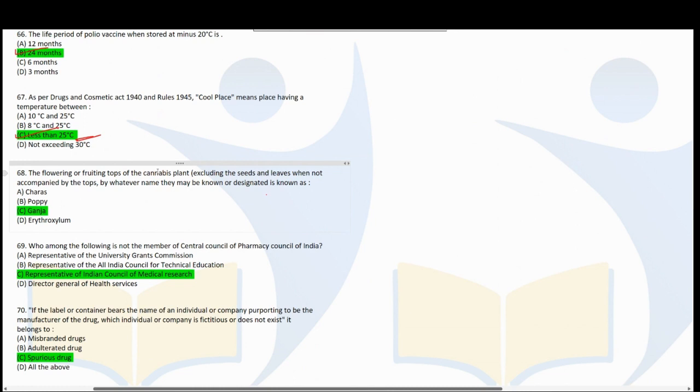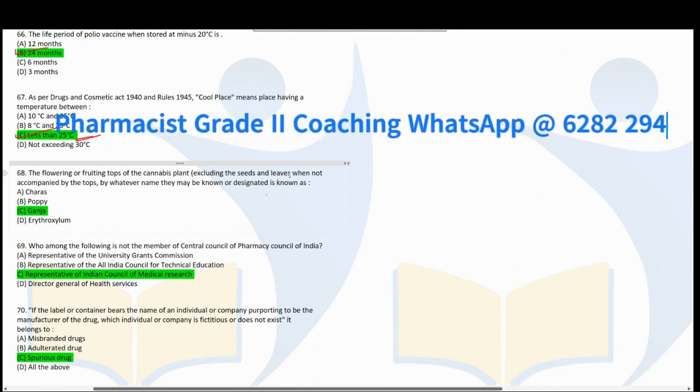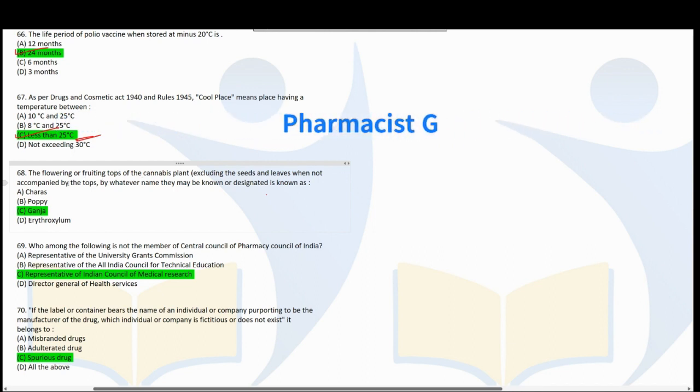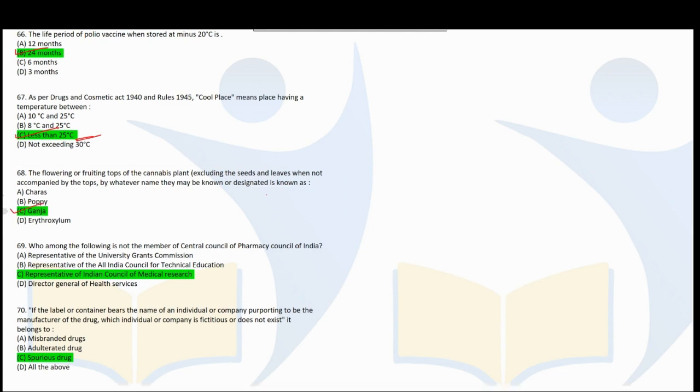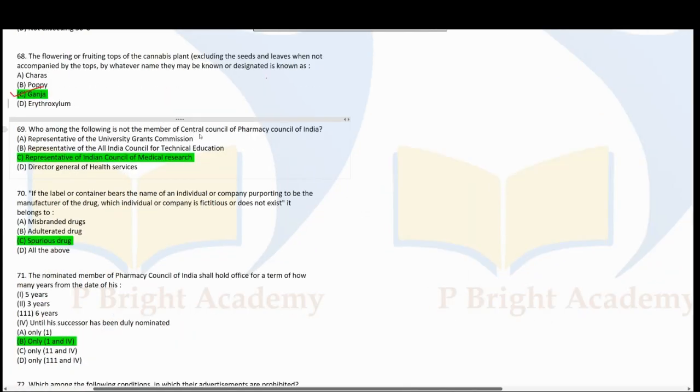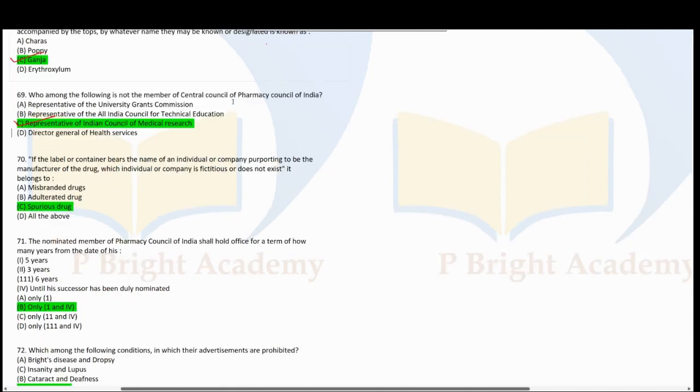The flowering or fruiting tops of the cannabis plant, excluding the seeds and leaves, when not accompanied by the tops, by whatever name they may be known or designated, is known as option C, ganja. Who among the following is not a member of the Central Council of the Pharmacy Council of India? Right answer is option C, representative of the Indian Council of Medical Research.